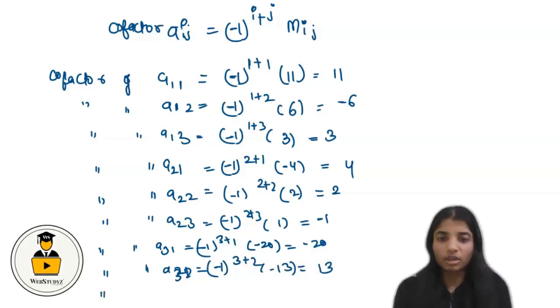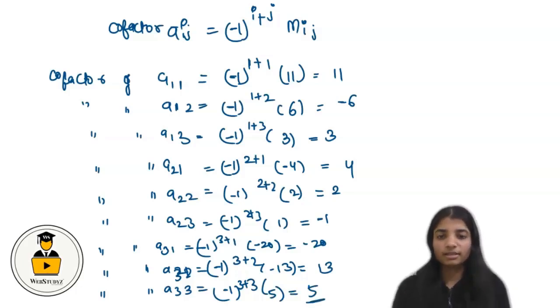In the same way, the cofactor of A33 is equals to minus 1 raised to the power 3 plus 3 multiplied by its minor. Its minor is 5. So minus 1 raised to the power 6 is plus 1 and plus 1 multiplied by the 5 is 5. So this is the cofactor. So this is the answer to the given question.